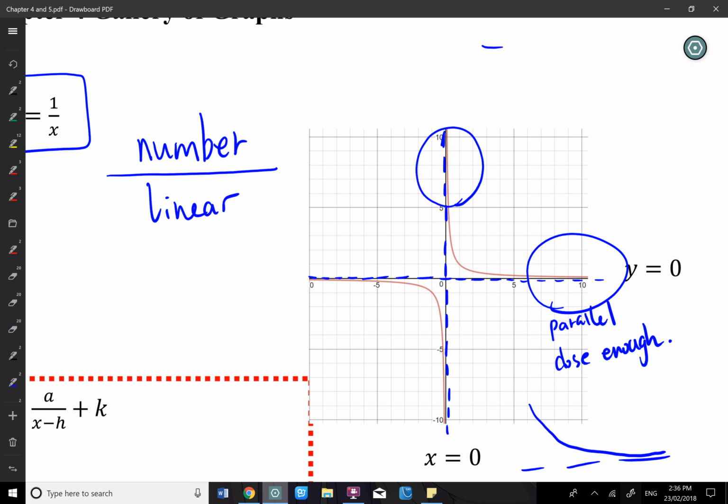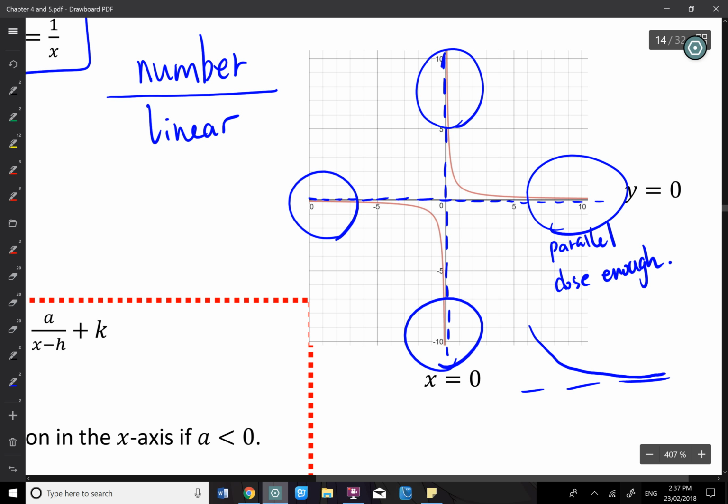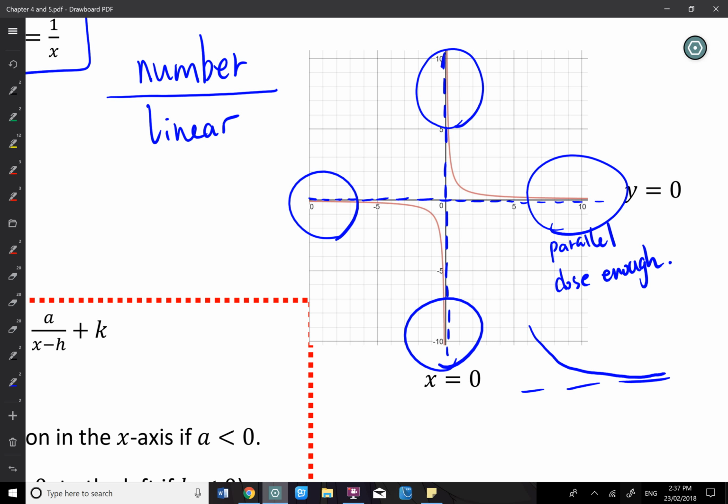That's how VCAA marks your paper. Do you understand the definition of approaching? The graph needs to be parallel, so those four ends all need to be parallel to the asymptotes and get close enough to the asymptotes. I know it's very strict, but that's how it gets marked.